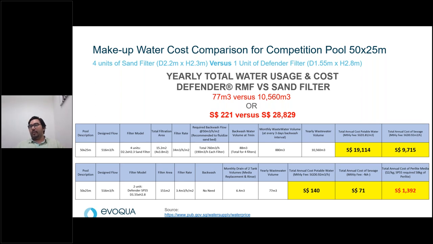You would ask, how about the perlite media? In reference to what I just mentioned, if you have to replace the perlite media at a maximum of 12 times per year, perlite media typically costs in the market around $2 per kg. The largest size of our Defender filter requires 58 kg of perlite. Your annual cost for perlite media is only $1,400, which is far more cost saving than what you have to pay for your make-up water and sewage water if you are using sand filter.